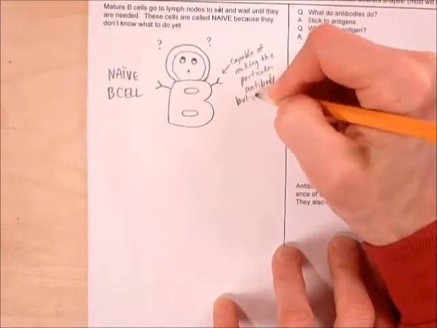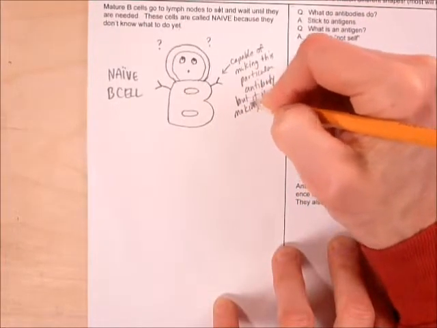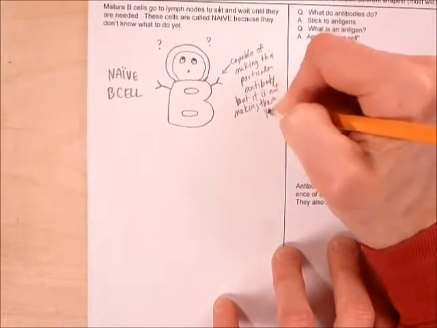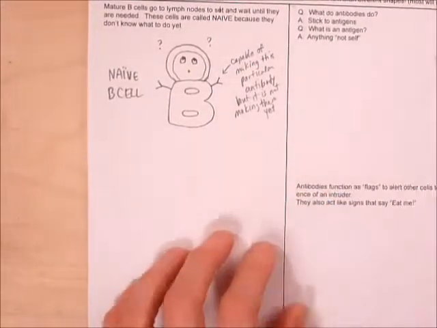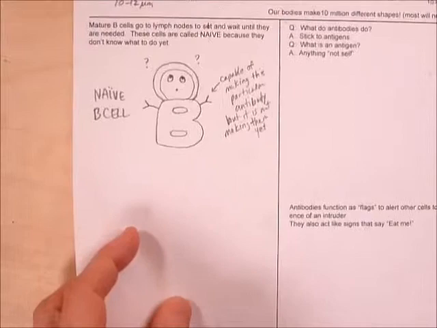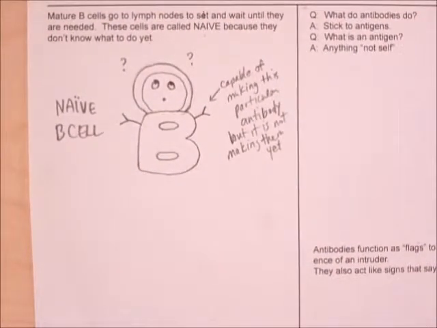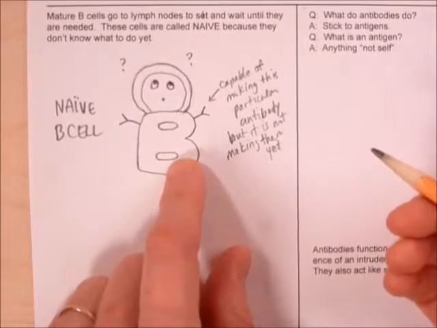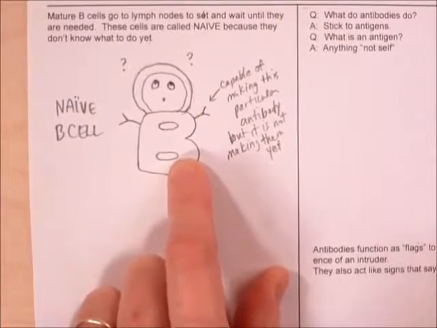But it is not making them yet. Okay, the body's very efficient. Why make whole scads of antibodies that you're not going to need? I mean, if all 10 million of these things started cranking out antibodies all the time, your bloodstream would just be full of antibodies, and that would be no good.